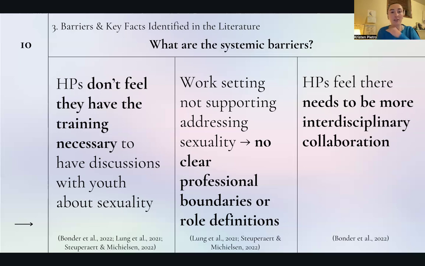Finally, many health professionals seek interdisciplinary collaboration as sexuality is a very broad topic, and it needs input from multiple specialties, hence this course being interprofessional.